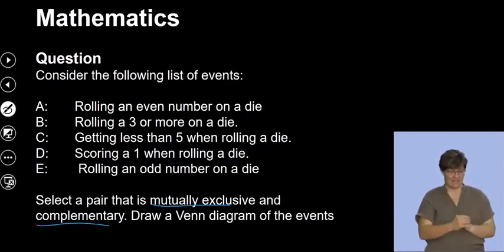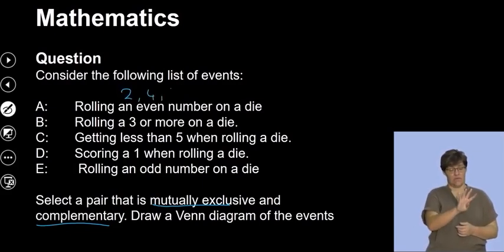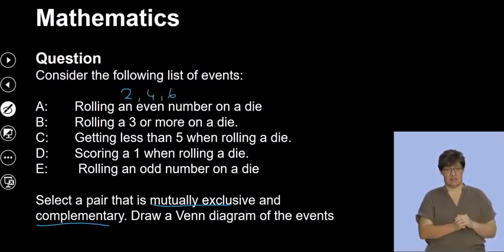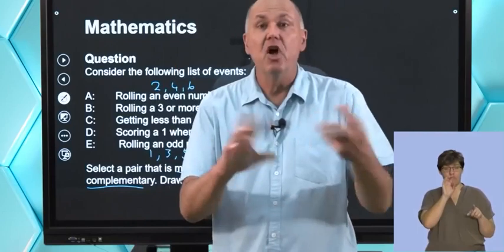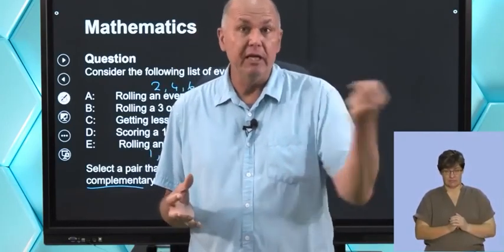So the first thing is, if we were rolling a dice and we got even numbers, well then it would be 2, 4, and 6. If they were rolling odd numbers, then we would recognize that those would be 1, 3, and 5. Now, if we look at just those two, we recognize there's no common intersection between them. If you're an even number, you can't be an odd number. So then we are mutually exclusive.